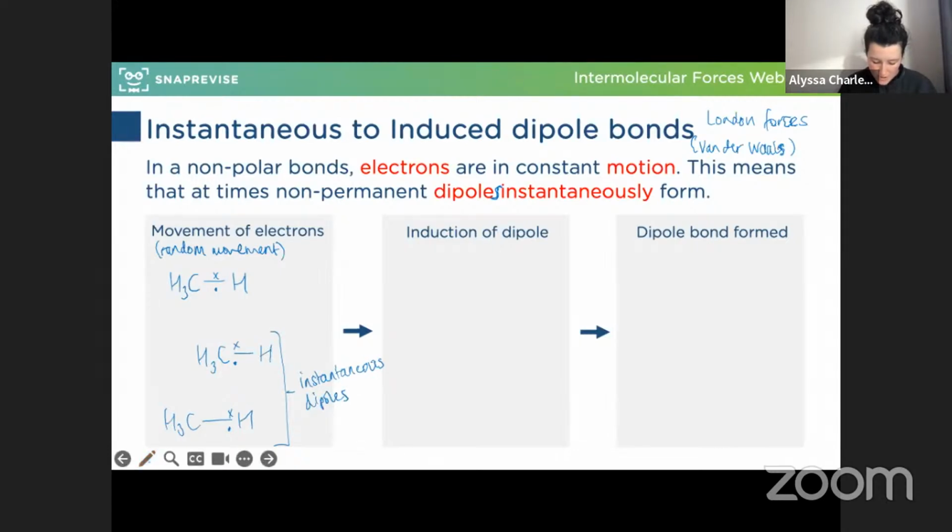Again, hopefully none of this is new. So if I just show kind of the general spread, so fairly average. In some cases, maybe we've got a bigger negative charge over one side. In some cases, perhaps there's a bigger negative charge over the other side. That way, therefore, we've got instantaneous dipoles appearing. So in this case, we've got our delta negative that side, delta positive that side. Here we've got delta positive that side, delta negative that side. Very good. Okay.